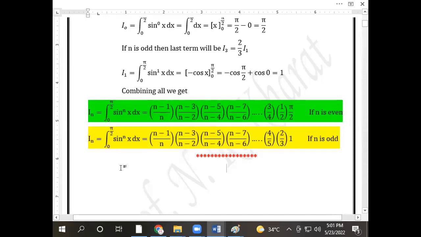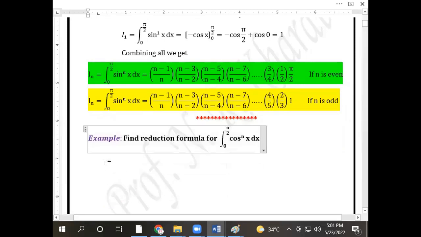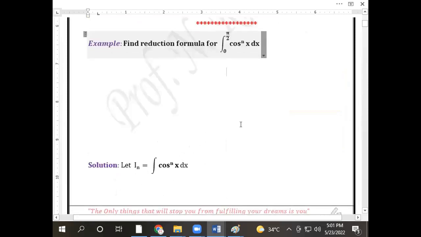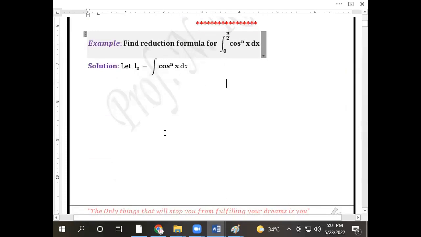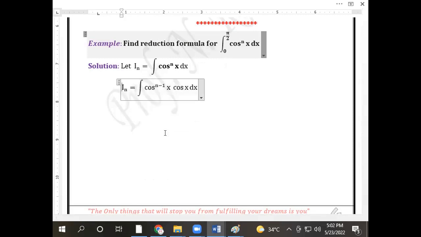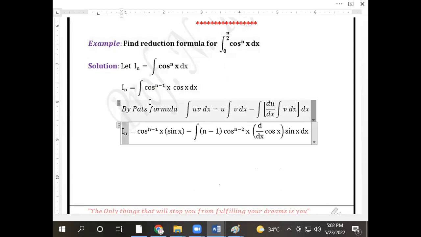In a similar way, we can find the reduction formula for cos. In a similar manner, we assume the first term is equal to I n. Then we split the index of cos such that the integration of one function we know. So we split the index of cos into n minus 1 and cos. Then taking the integration by using the by parts formula, then replacing u and v in this, we get this.